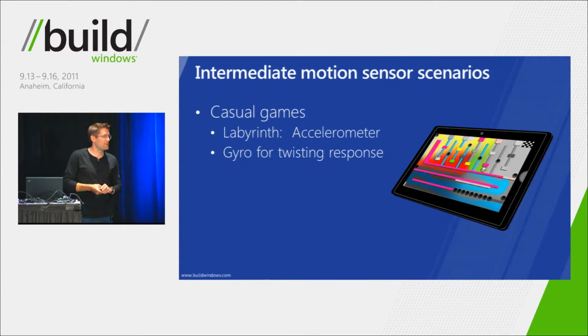Another intermediate sensor scenario would be casual games. So we saw an example with the Labyrinth app of using the 3D accelerometer to control the motion of the ball. And that is an intermediate scenario because we're taking real gravity, which the accelerometer measures, and modeling that as fake gravity in our application so we can move around this pretend ball. So it's really a linear input-output type of thing where we've got some scaling factors in between to control the response of the ball.